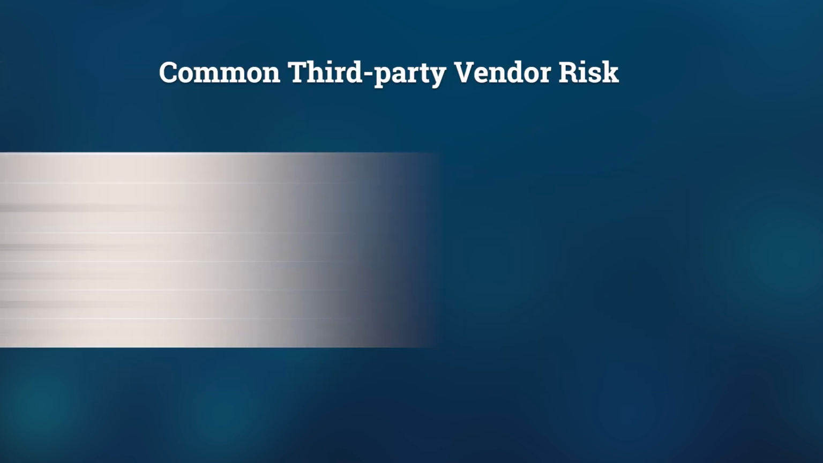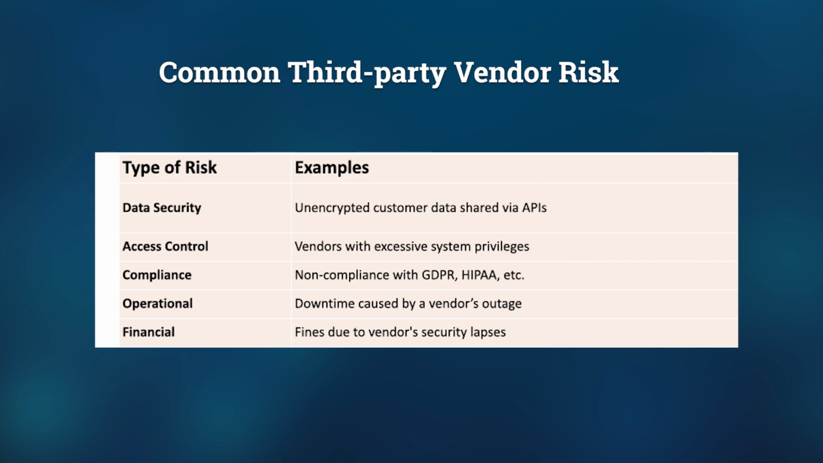Common third party vendor risks. There are many types of third party vendor risk like data security, access control, compliance, operational, and financial. Data security means unencrypted customer data shared via APIs. Access control, like vendors with excessive system privileges. Compliance, like non-compliance with GDPR, HIPAA, etc. Operational, downtime caused by vendor outages, and the financial risk is fines due to vendors' security lapses.